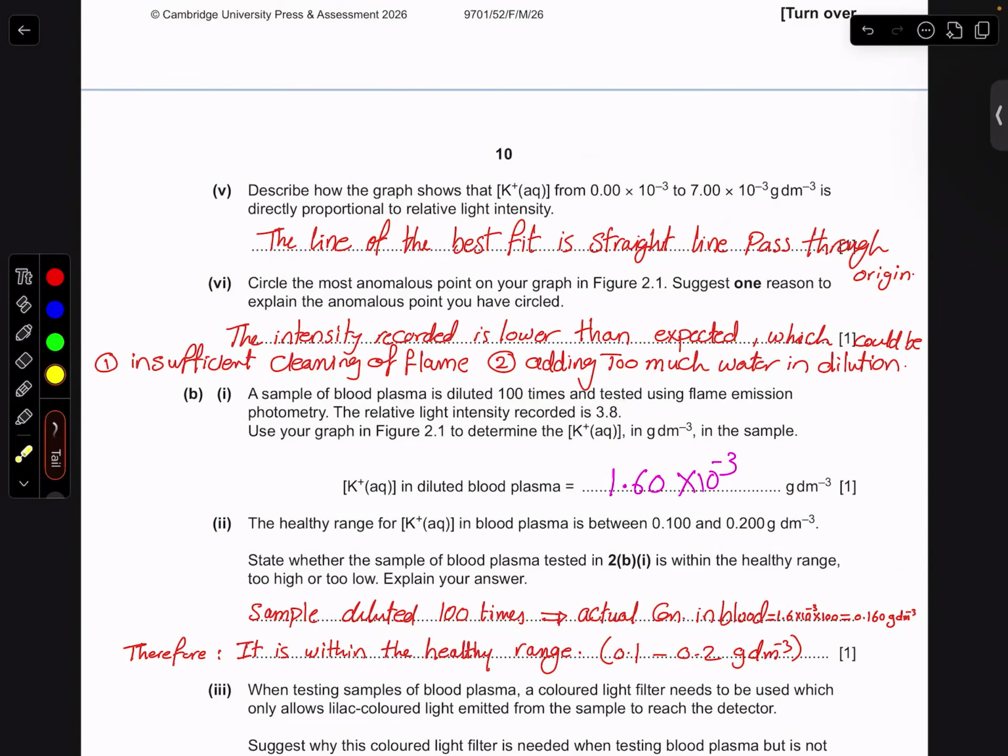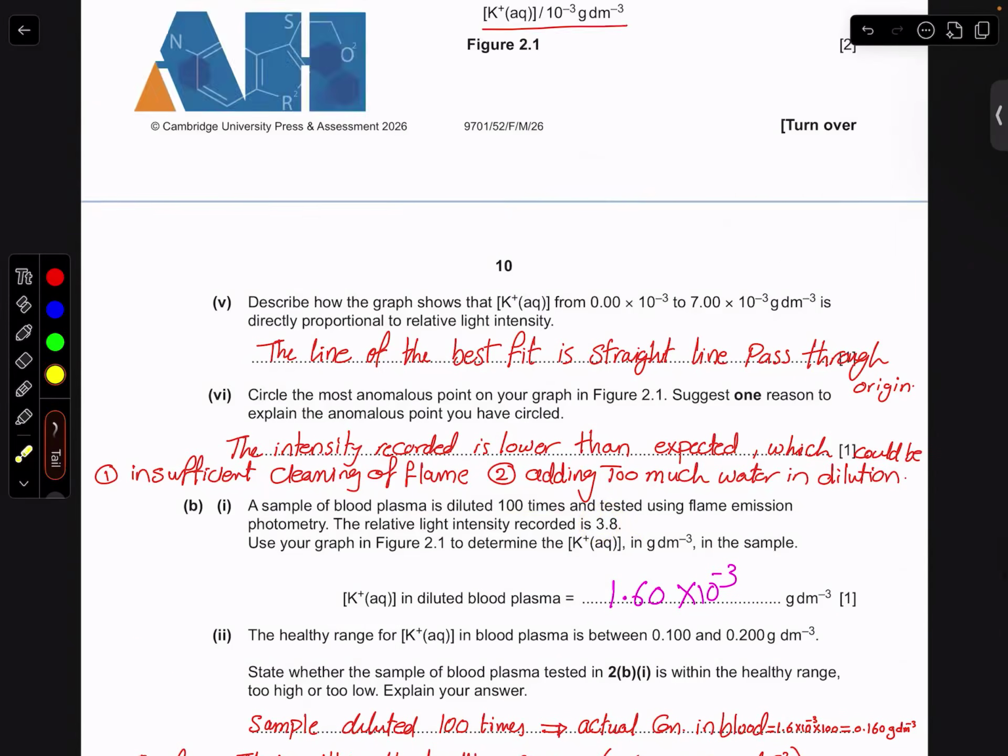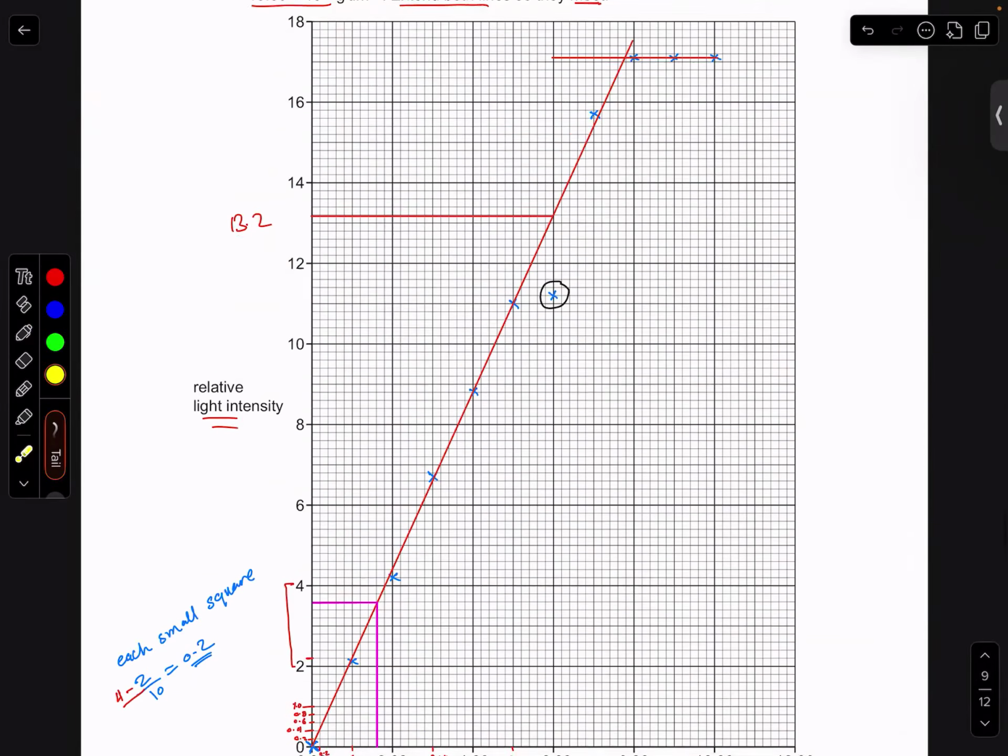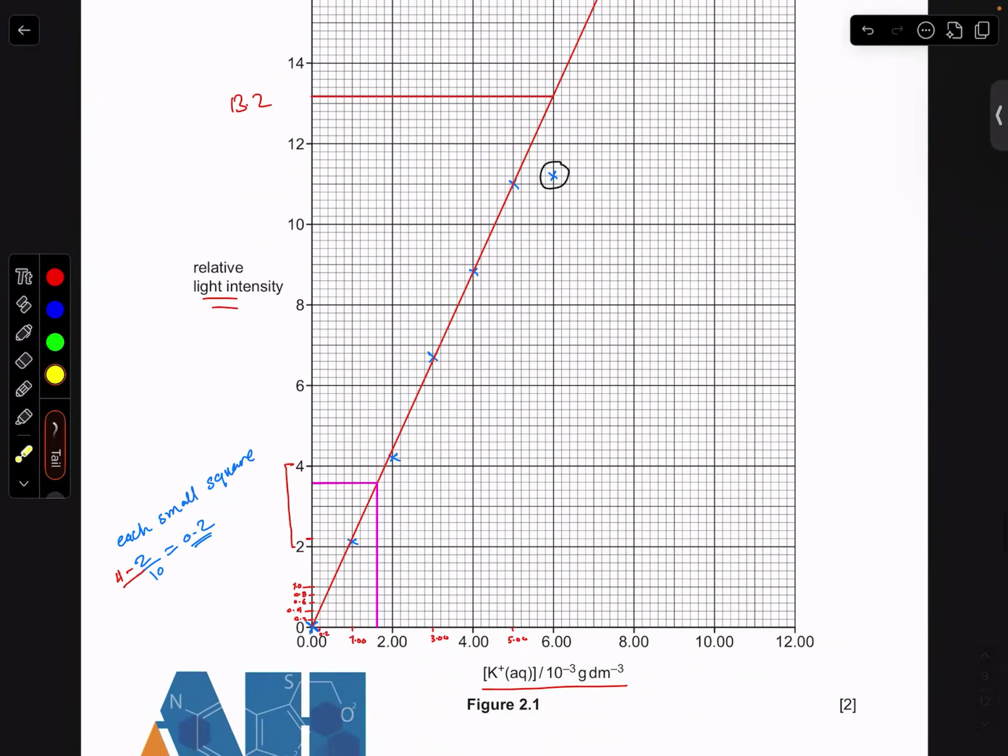But 3.8. If the light intensity is 3.8, so here is 3.8. We just make a line, extend it to the line graph, then move it down. You have to show your work on the graph.